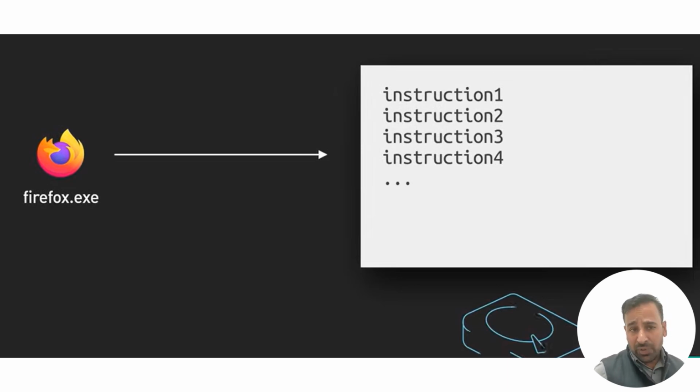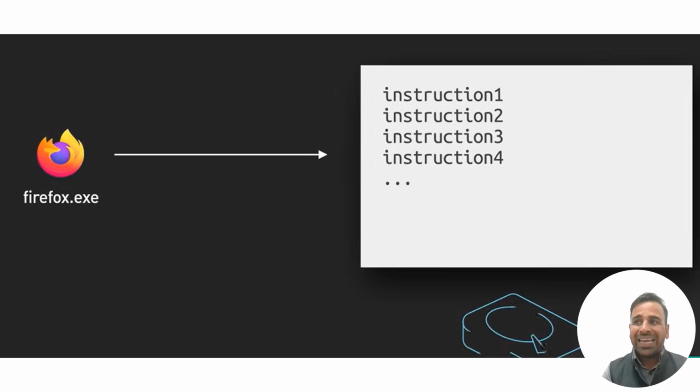In the next slide, suppose you choose firefox.exe, that's the executable file, it will open Firefox. When I double click on Firefox, the operating system reads all the instructions stored inside the application and starts executing them. Actually, this creates a process.